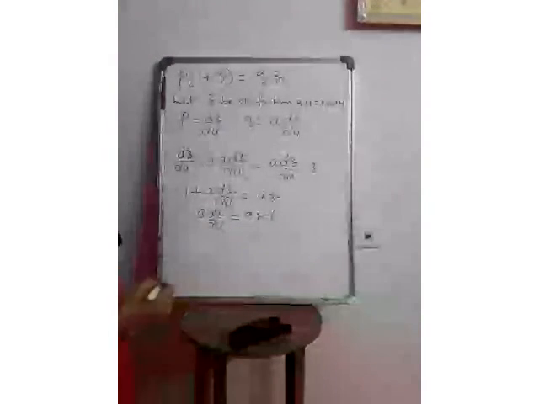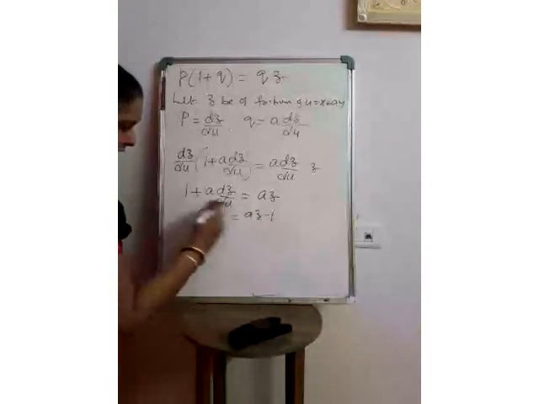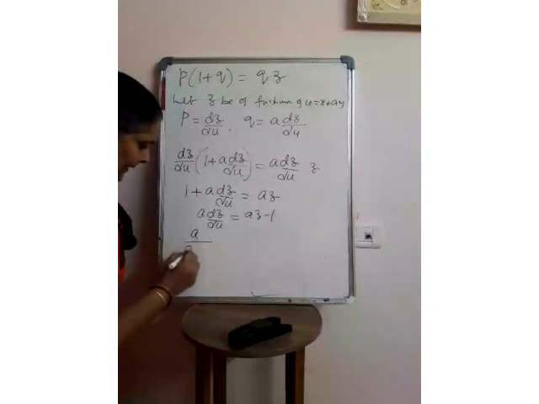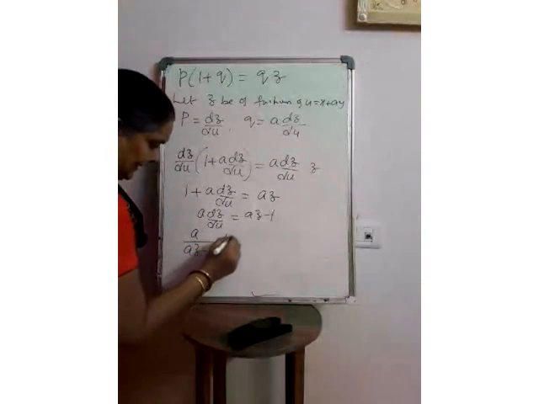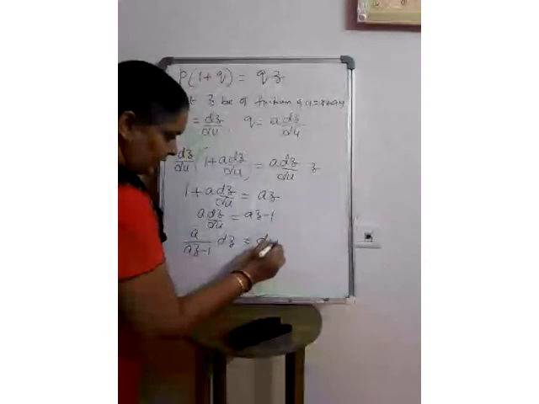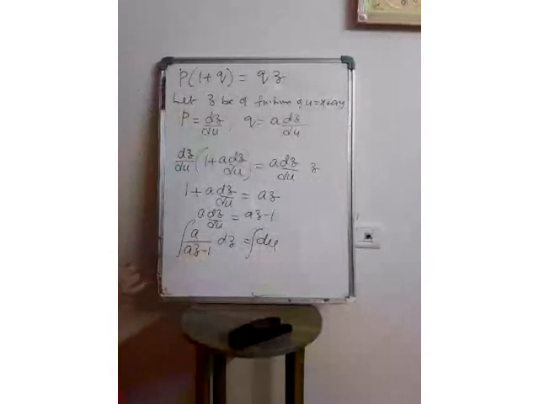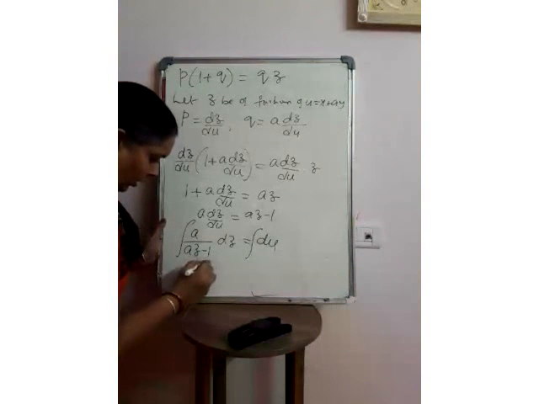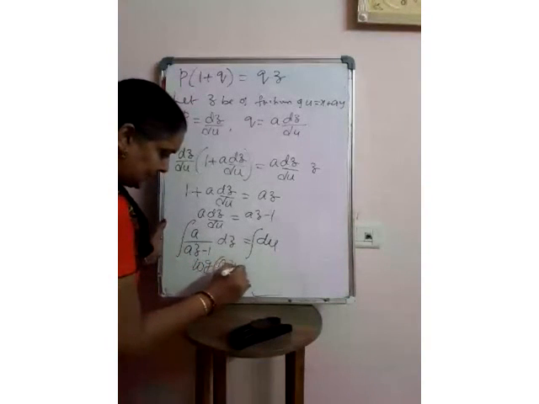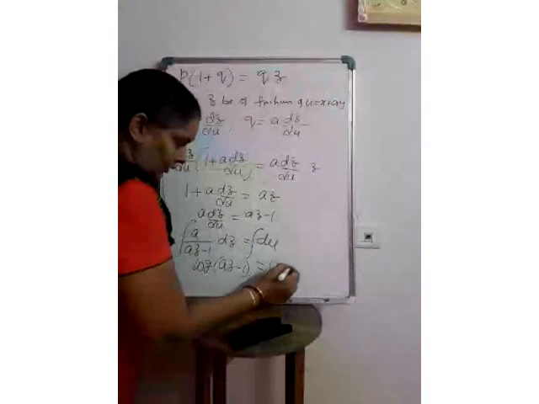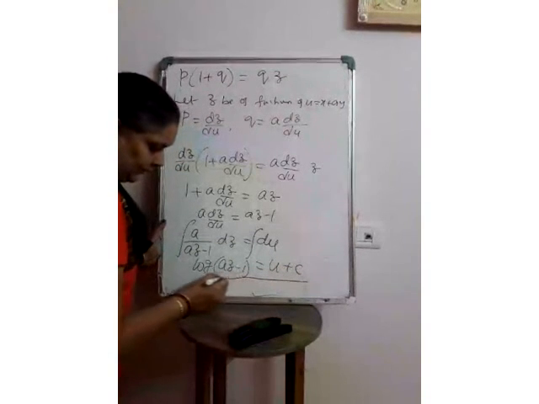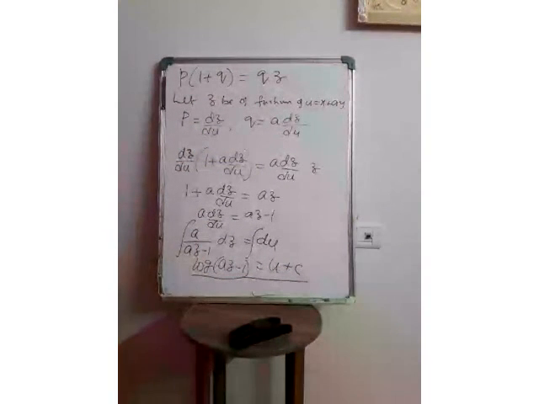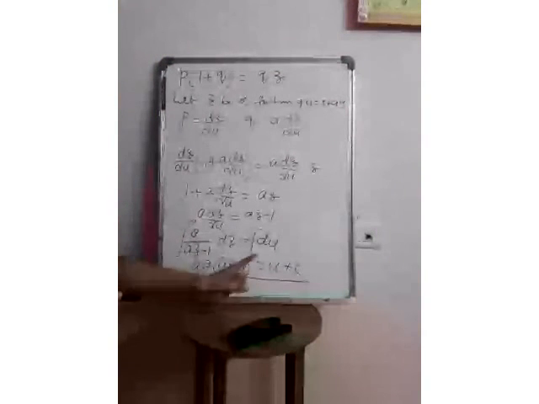Now I'll apply the variable separable form. This is a z function, I'll bring it to the left hand side. a/(az - 1) dz = du. You can observe that this is a variable separable form, and this is also in the form of f'/f. So how do we write this? log(az - 1) = u + c, where c is a constant. So this will be the complete solution. In this also you can observe that we have only two constants in the solution, a and c.